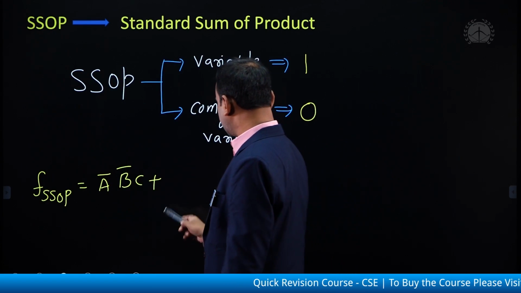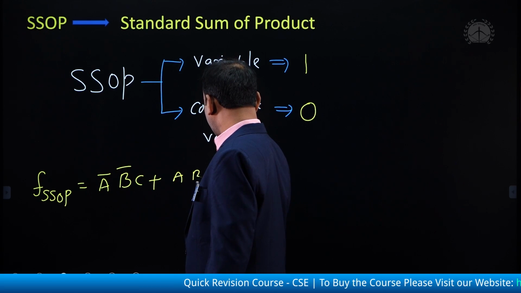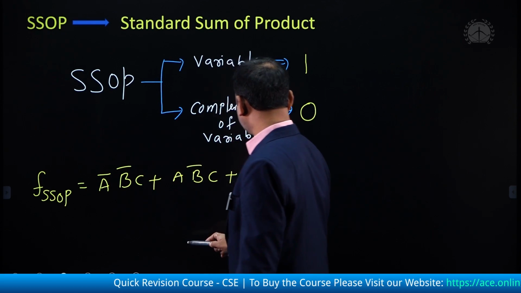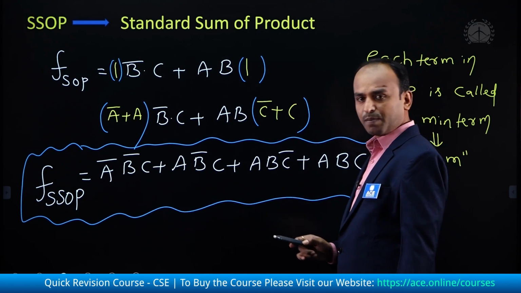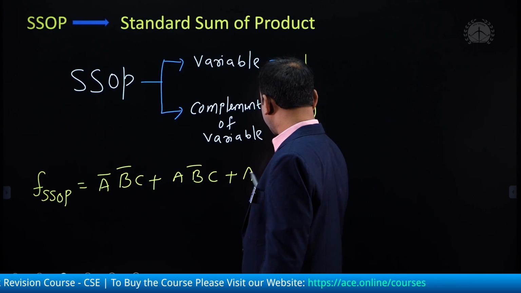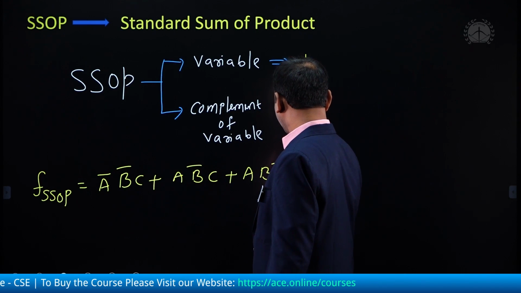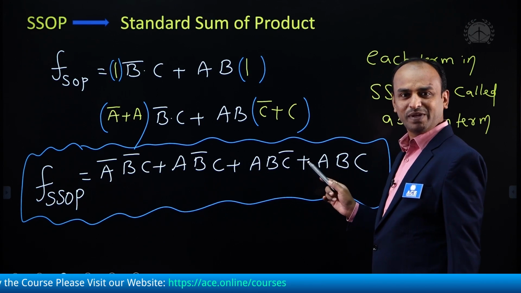I am writing the same thing on the next page: A B complement C, plus the third term, what is it? A B C complement, plus the last term, ABC.